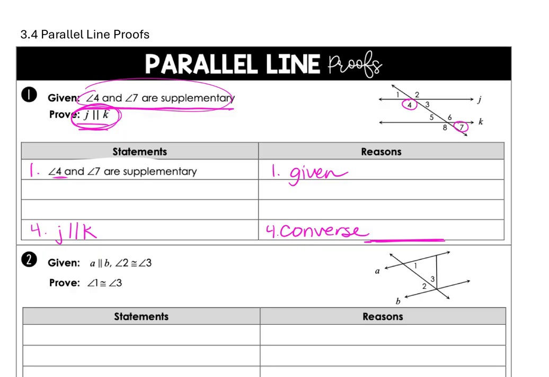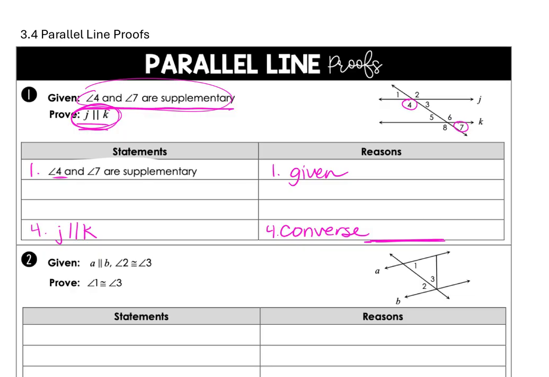Now, do we know the lines are parallel? No, that's what we're trying to prove. So here's the issue with this. You're not allowed to use alternate interior angles or corresponding angles or any of that because we don't know the lines are parallel. You're allowed to use those if you know the lines are parallel. We don't. So we got to find another way.